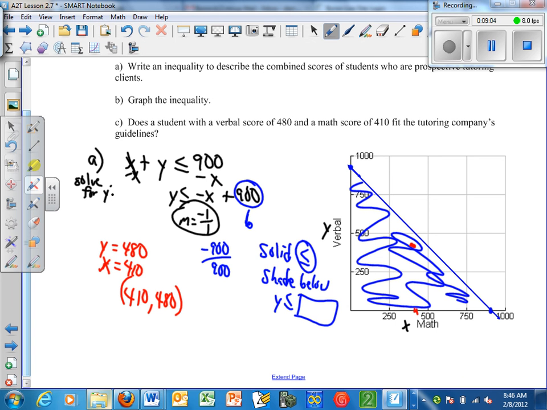The other way you could do it, you have X plus Y is less than or equal to 900. If you actually add those two scores together, so it would be 410 plus 480. Is that less than or equal to 900? Well, that's 890, and it is less than or equal to 900. So, yes, they qualify for the tutoring company's guidelines.